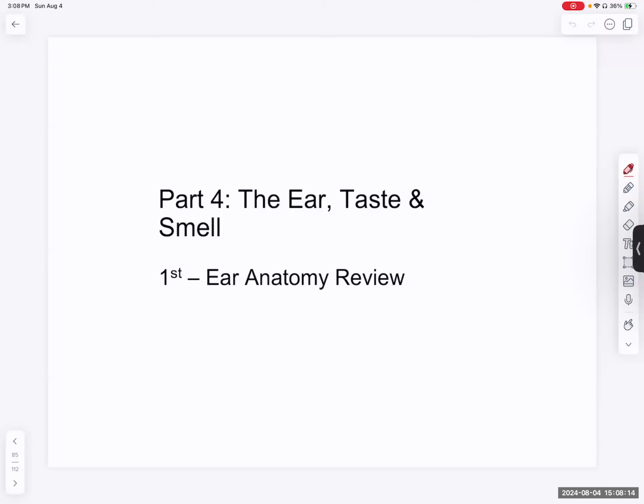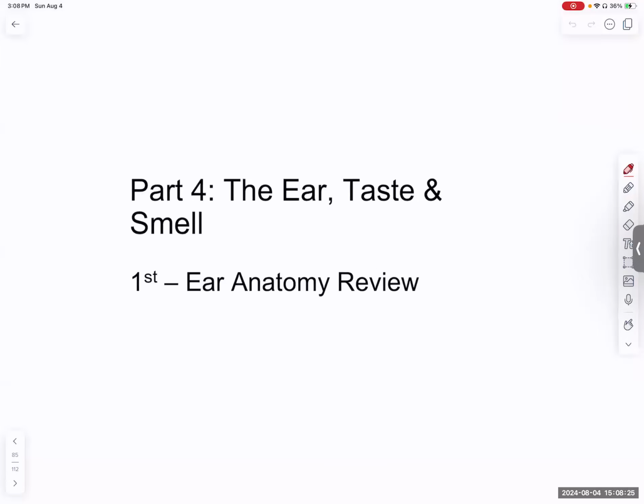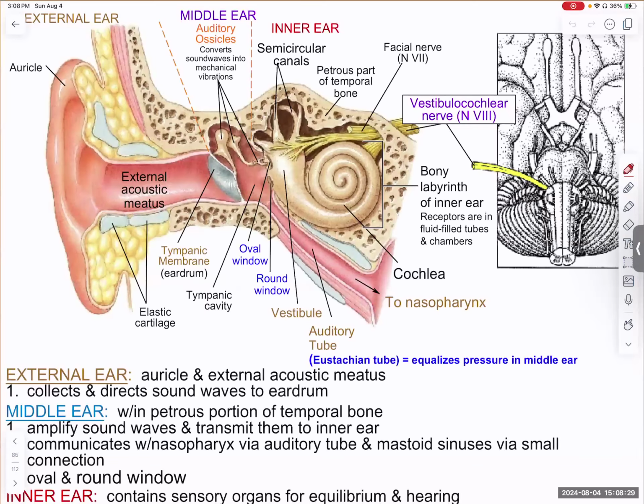Wrapping up the sensory system is the last part. We're going to go over the ear, taste, and smell. And so first, anatomy review again.